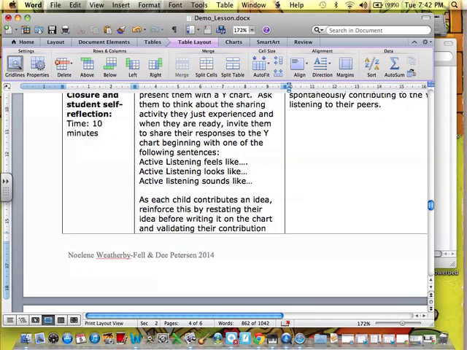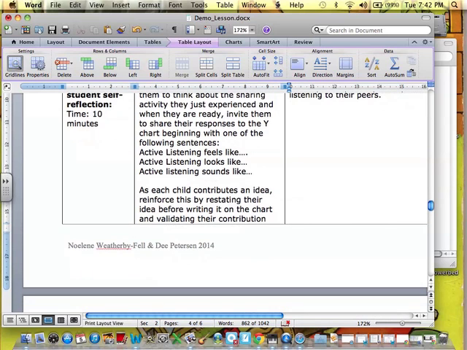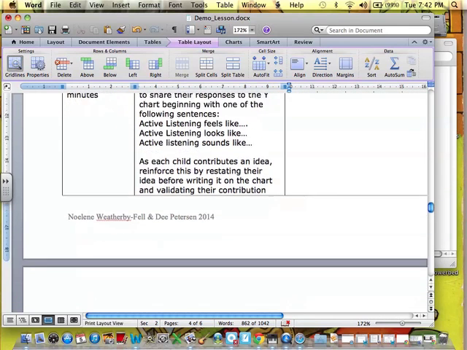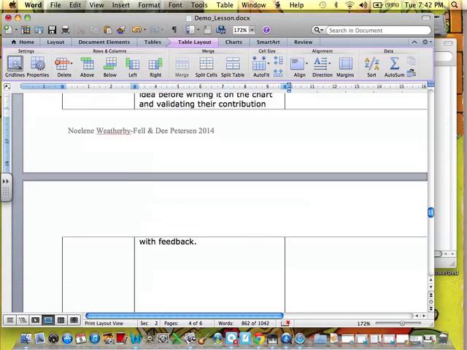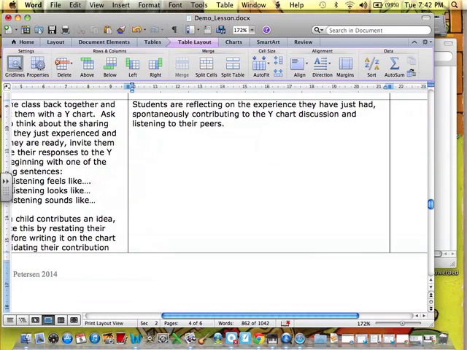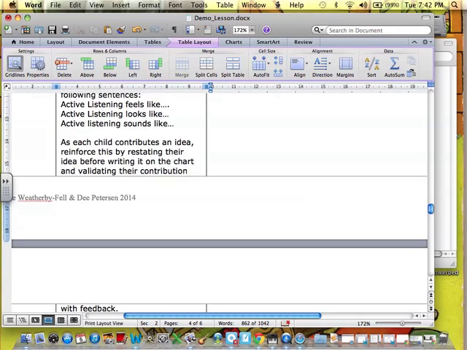And as each child contributes their idea, I'm going to restate what they say before I write it on, and I want to validate their contribution with some feedback. So I might say, I noticed you doing that when you were talking with Donald. Or I might say, yeah, it feels like that for me too. Or, yes, I certainly saw a lot of that when I was looking around. So what are the students doing? They're reflecting on the experience they've just had. They're spontaneously contributing to the chart discussion, and they're listening to their peers.